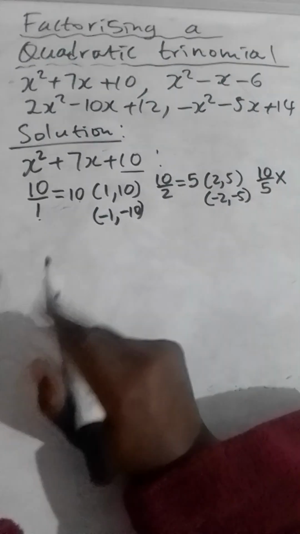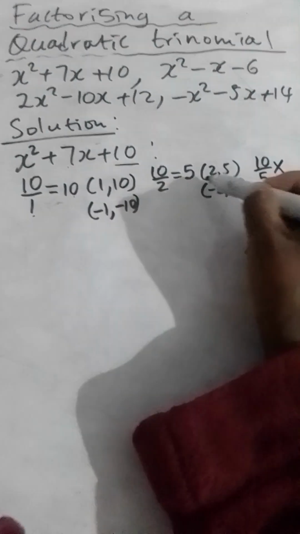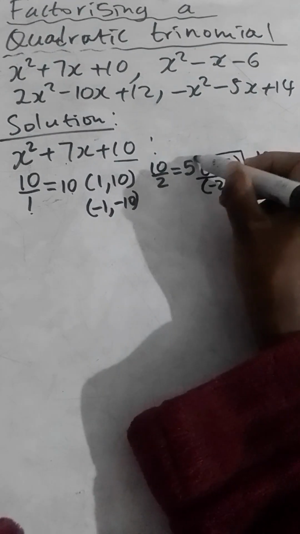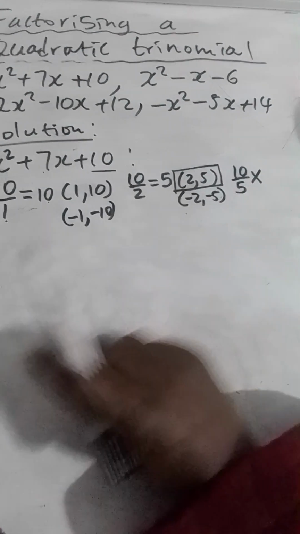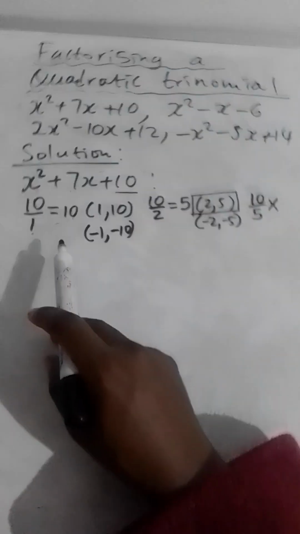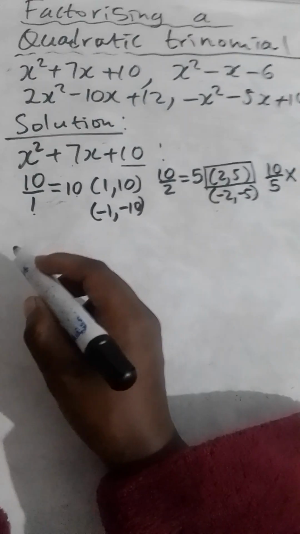So once you've found all the factors like we did, now we look at which ones add up to 7. That is this one, 2 and 5. These two look like they add up to 7, but they will add up to -7 instead. These two add up to -11. These ones add up to 11. There will always be exactly one pair that will give you the 7. That is why I like this method.